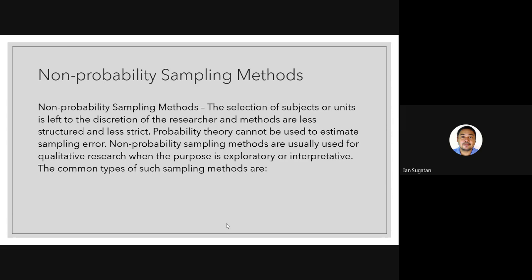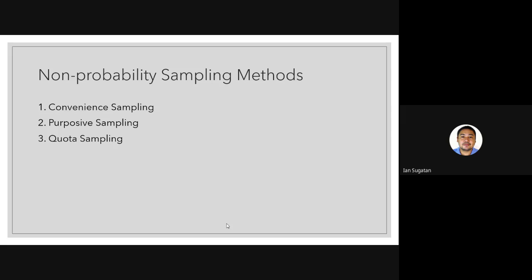Now let's go to non-probability sampling methods. For non-probability sampling methods, this is the selection of subjects or units which is left to the discretion of the researcher, and the methods are less structured and less strict. So probability theory cannot be used to estimate sampling error, and non-probability sampling methods are usually used for qualitative research when the purpose is exploratory or interpretive. The most common types of such sampling methods are the following. There are three. Number one, convenience sampling. Number two, purposive sampling. And number three, quota sampling.